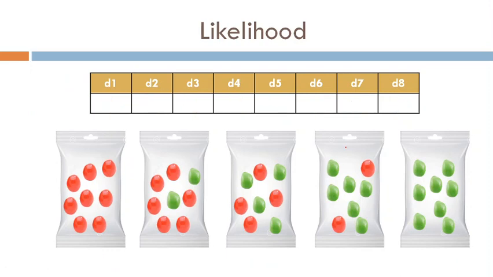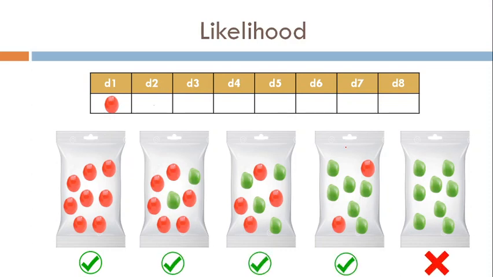Consider the second one. D1 is cherry. First one is true, second true, third true, fourth true, and the fifth one is wrong. If D2 is lime, this is wrong. If D3 is lime, all three are satisfied. If D4 is cherry, all three are satisfied. If D5 is lime, hypothesis 2 is wrong because D2, D3, D4 are lime candies, and in this bag only two candies are lime flavor. That's why it is wrong.